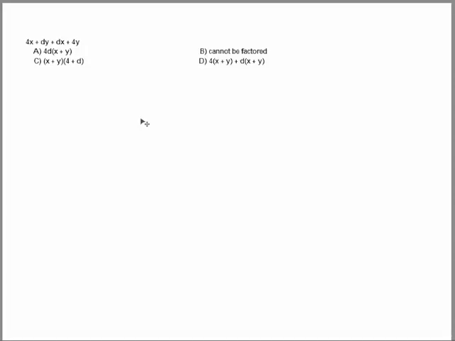Okay. How about this one? How do you factor this? We have 4x plus 8y plus dx plus dy plus 4y. How can I factor this? Anyone?